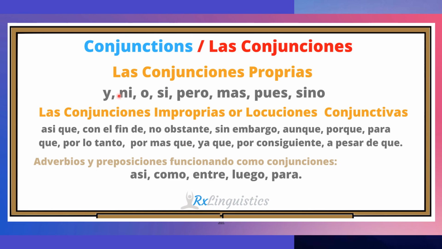Okay, so we have here, for instance, y, and what's the meaning of this one? It's and, it means and. Ni, most of the time, is used in combination with another ni, and together they mean neither nor. Okay, neither nor, it's the same pattern here, but you have one, but usually you have two of them together. O is or. Okay, in English, this o means or.